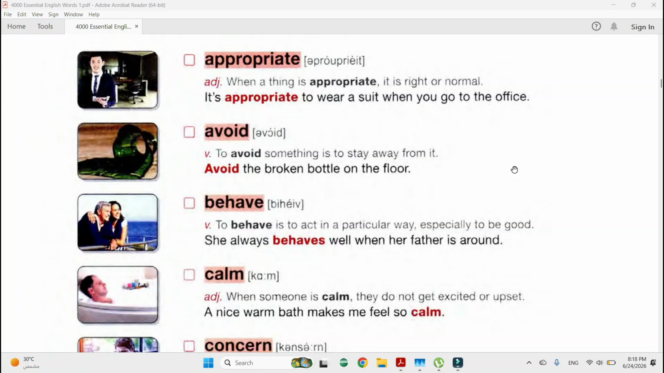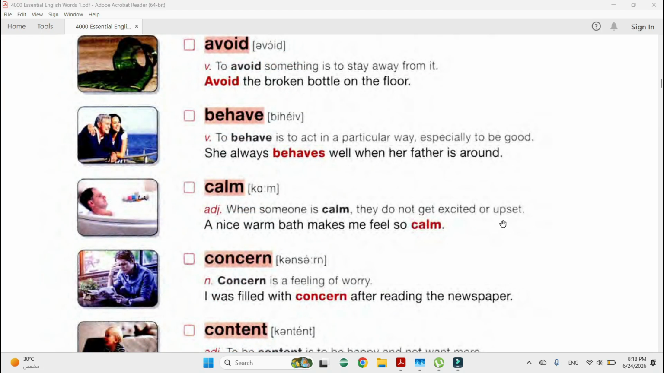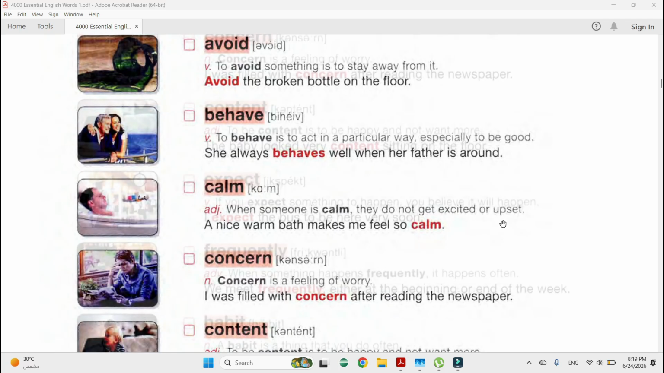Calm. Don't say the L. When someone is calm, they don't get excited or upset. A nice warm bath makes me feel so calm. Concern. Concern is a feeling of worry. I was filled with concern after reading the newspaper.